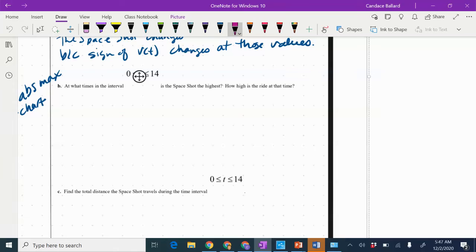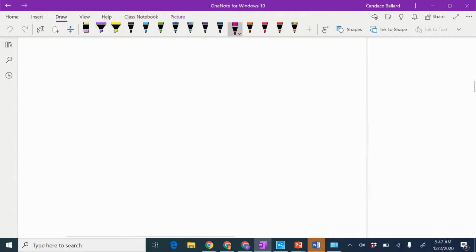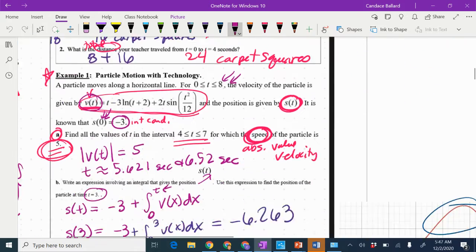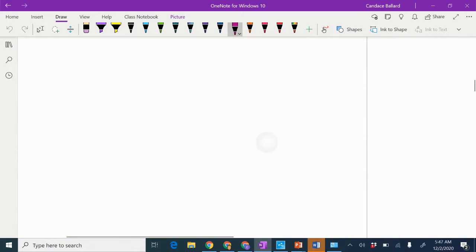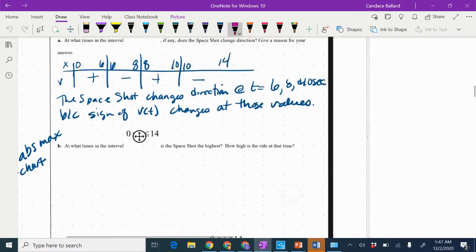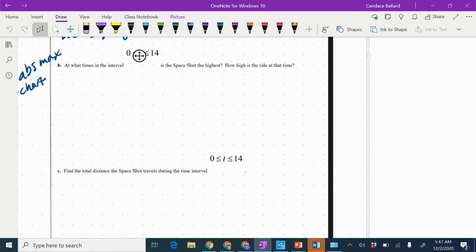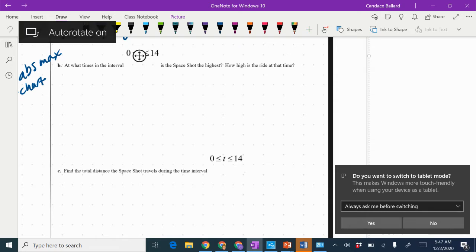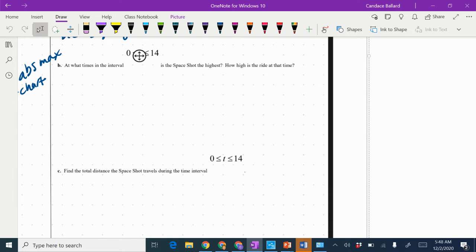So in this video, we're going to continue topic, I believe it is 8.2, which we were working on yesterday, where we're connecting position, velocity, acceleration with integrals, and we are on example 2b right now. So at what times in the interval between 0 and 14 is the space shot the highest, and how high is the ride at that time?